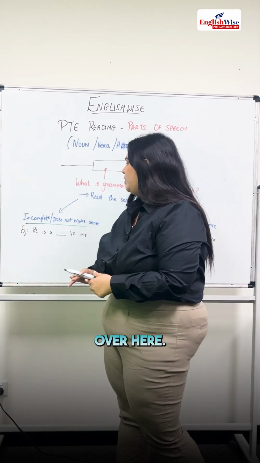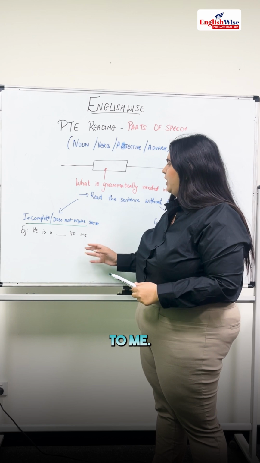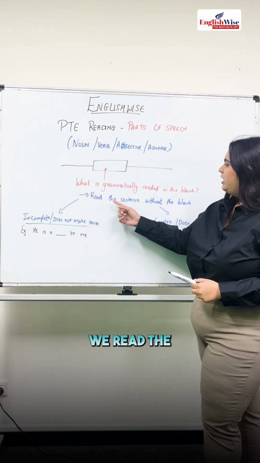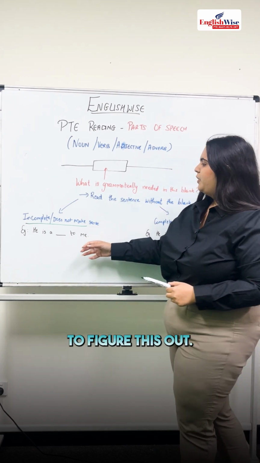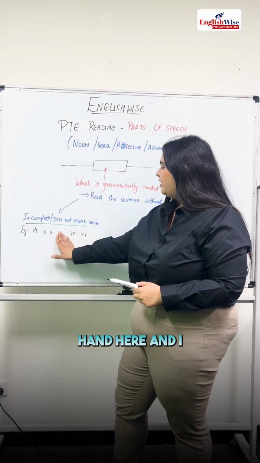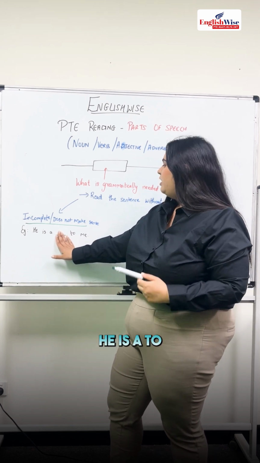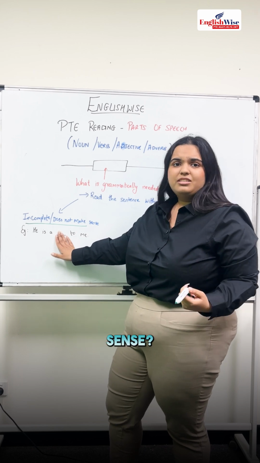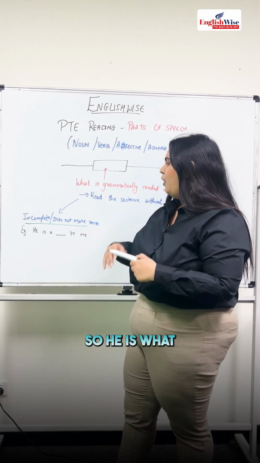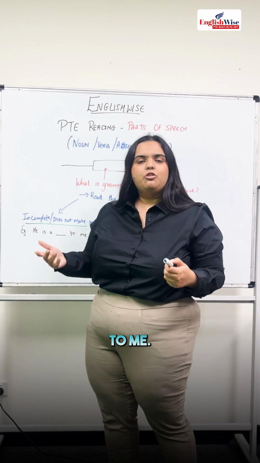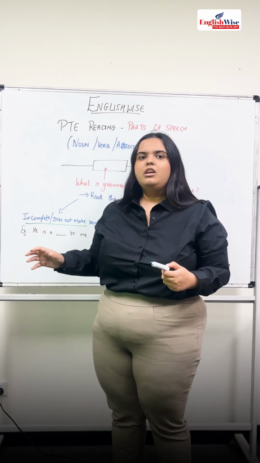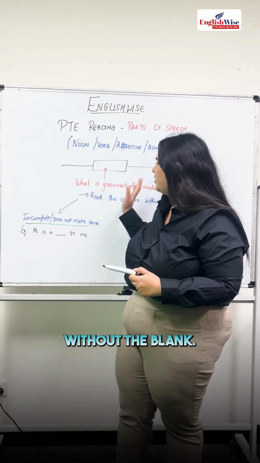I have an example over here. He is a dash to me. Now let us use this formula: we read the sentence without the blank and try to figure this out. So I keep my hand here and I read the rest of the sentence. He is a to me. Does this make sense? No. So he is what to me? He is a friend to me. He is an enemy to me. So this sentence sounds incomplete without the blank.